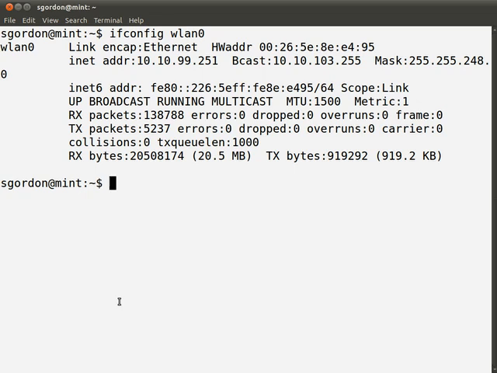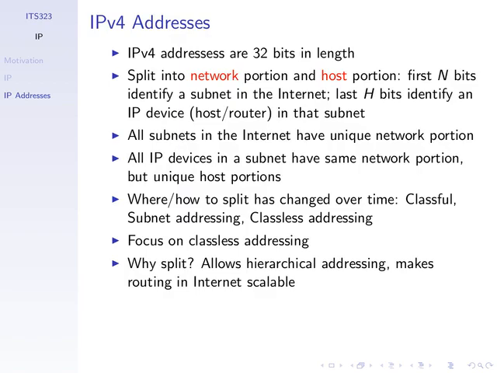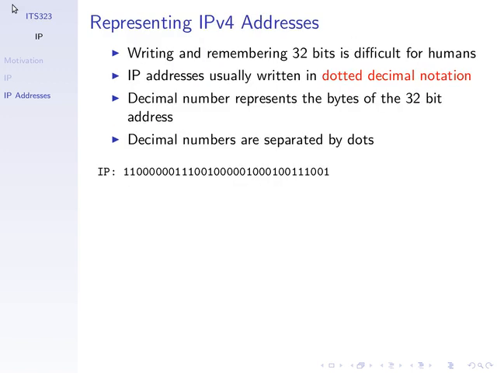It's actually a 32-bit number, but we convert it into decimal values separated by dots, so it's easier for humans to deal with. And it's called the dotted decimal notation. For the last few minutes, let's go through how that dotted decimal notation works. How do we represent IP version 4 addresses? And then we'll return to the split between the network and the host portion and how that's performed.